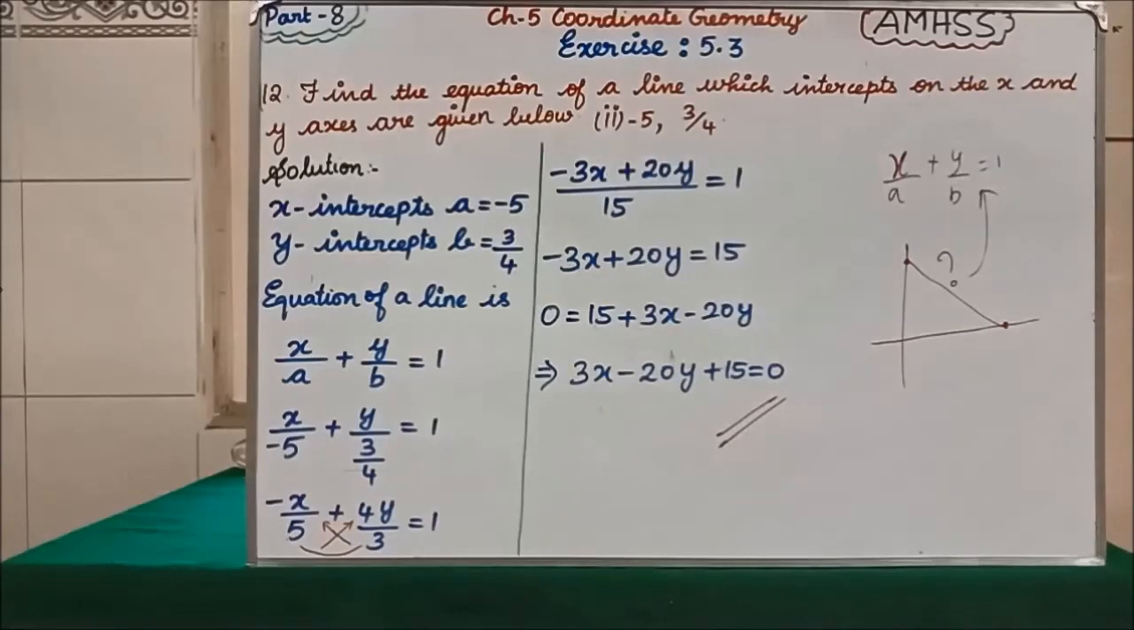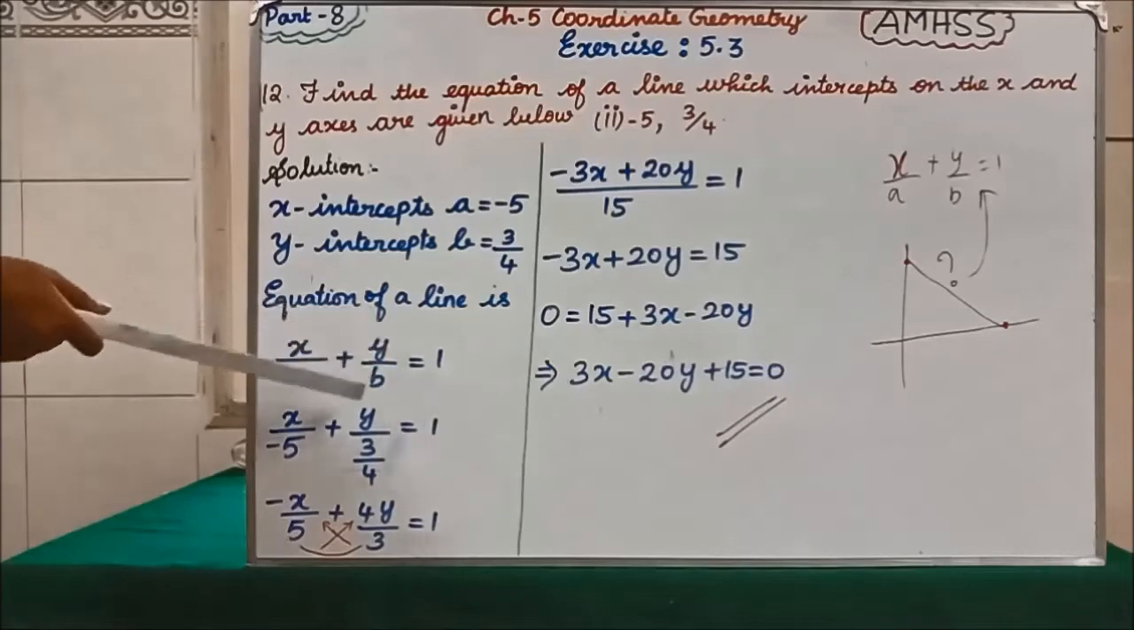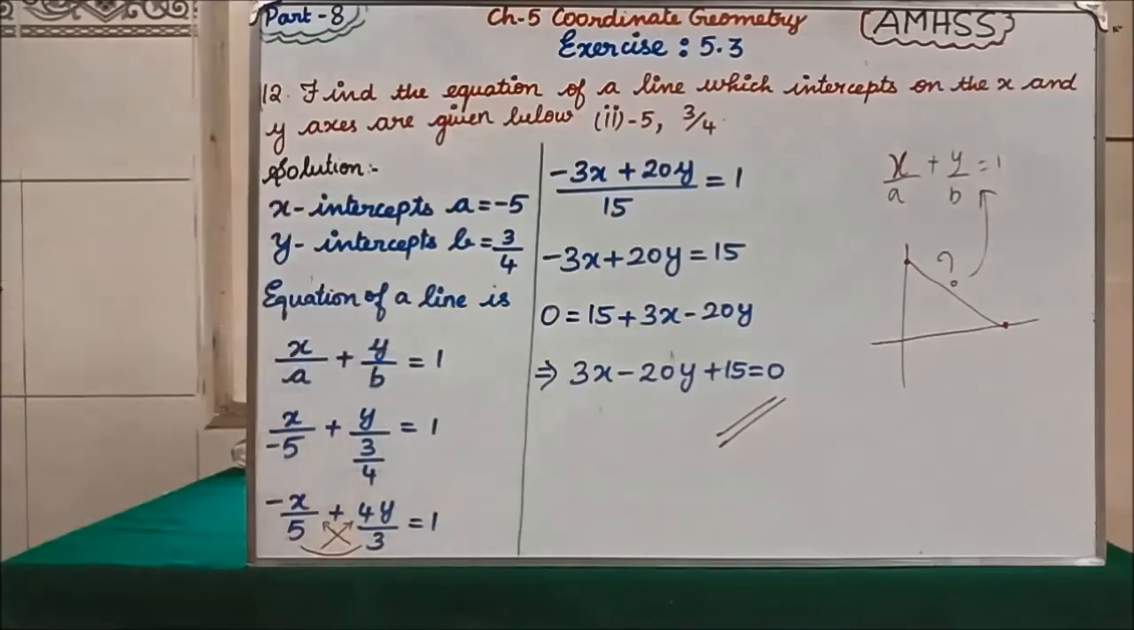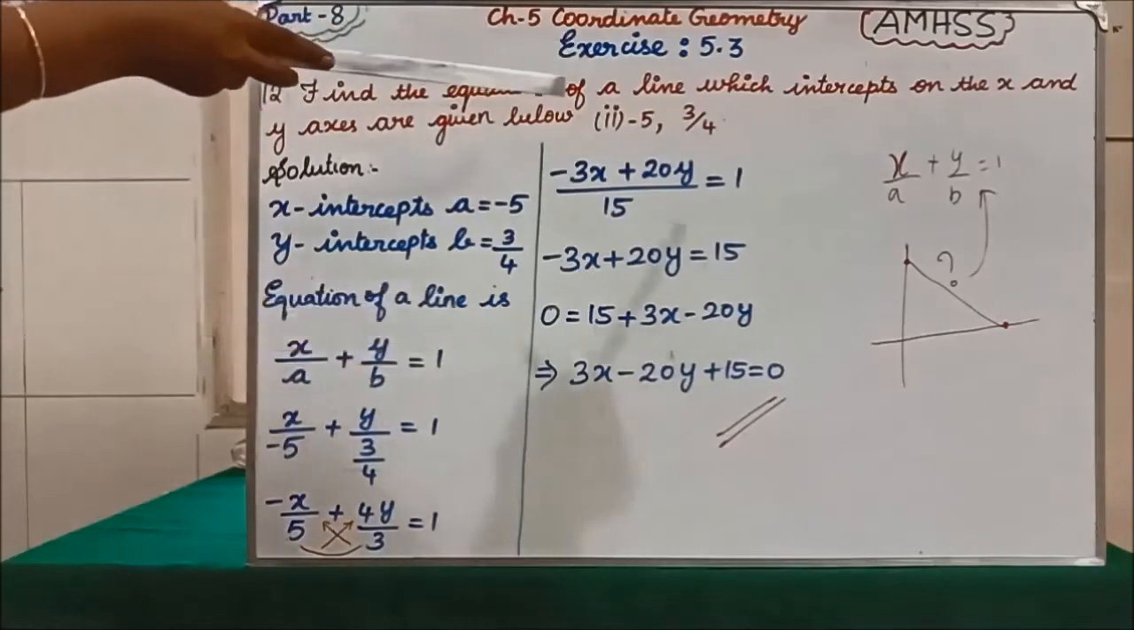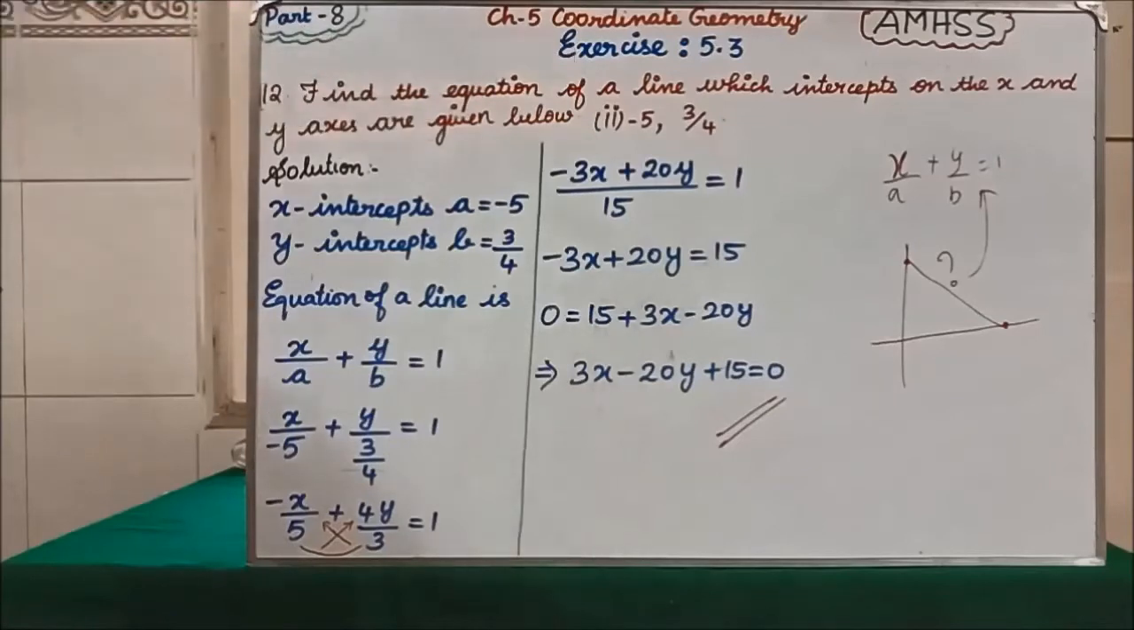Now according to the formula, the equation of a line is what? With both x and y intercepts, it is x by a plus y by b equals 1. Students, this is very important, 2 marks. Very easy only. Whenever they ask the question with x intercept and y intercept, you write x by a plus y by b equals 1. The given points: the first point you take as a, and the second point you take as b.